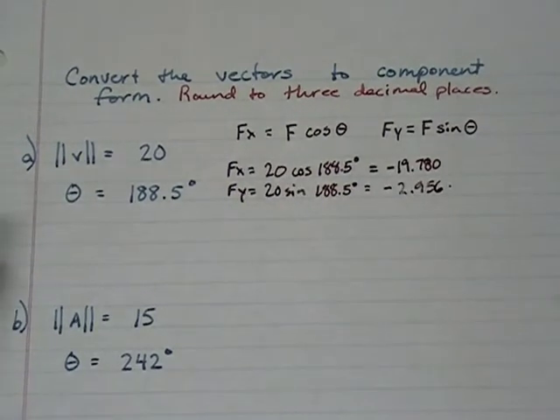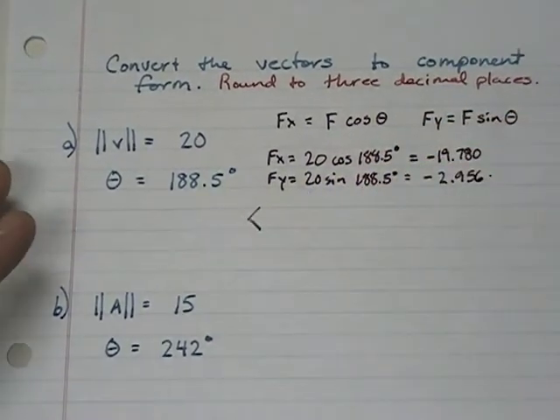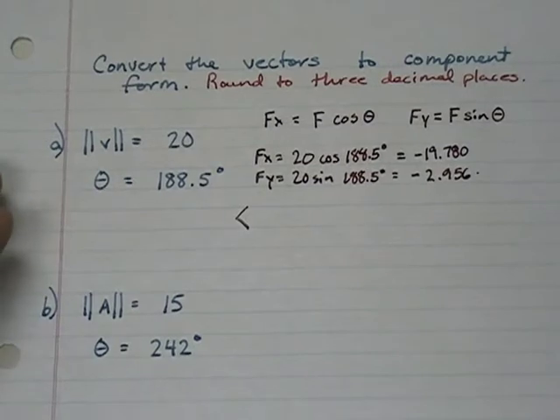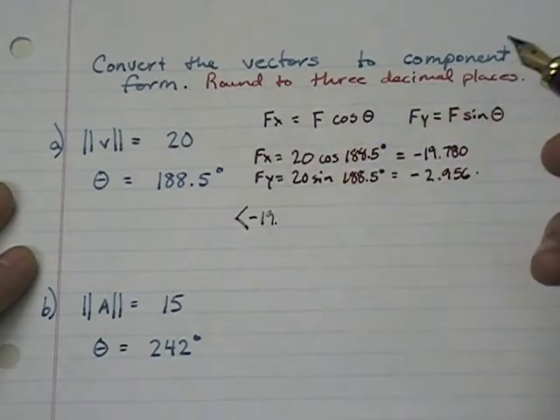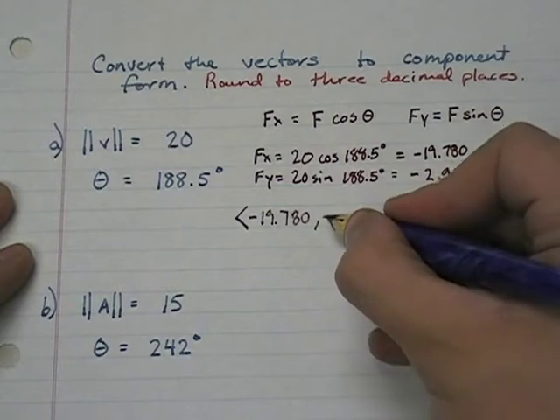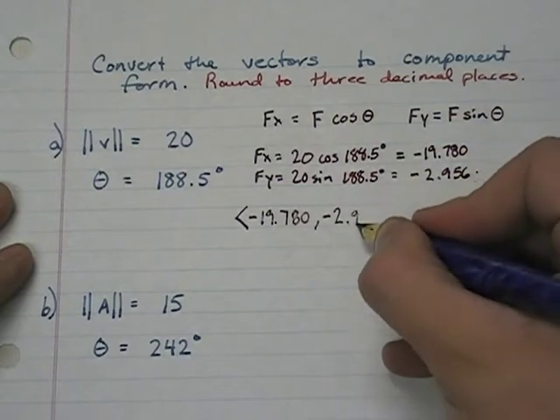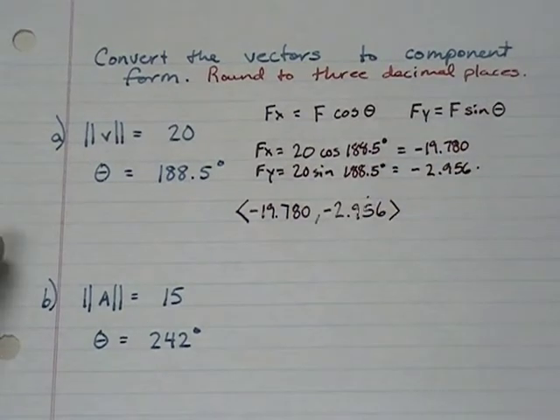The last thing we need to do is list these properly, which is to put them in what I like to call pointed parentheses. That's how you know it's a component form of a vector. This is when it's listed like that. So it'll be negative 19.780, comma, negative 2.956. X, then Y, just like plotting a point.